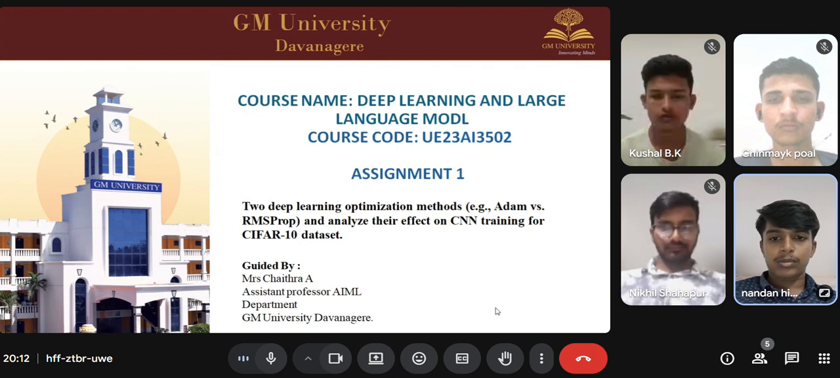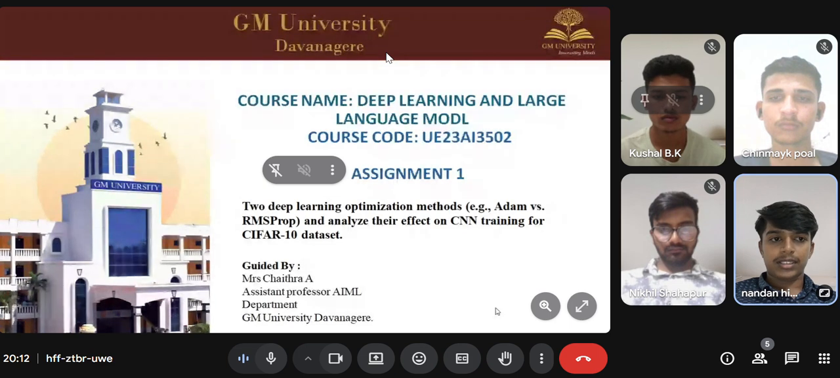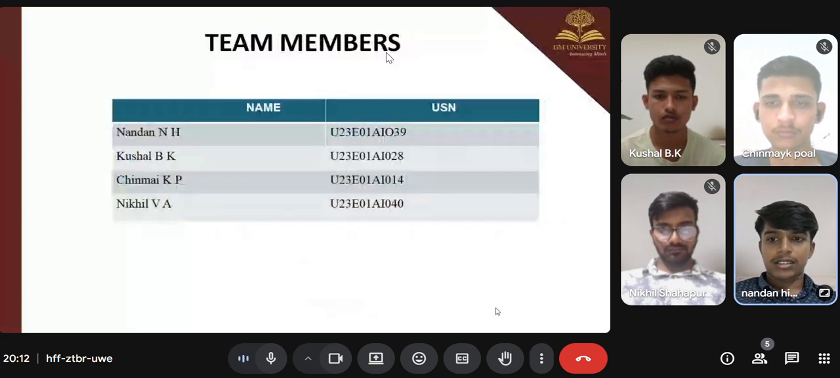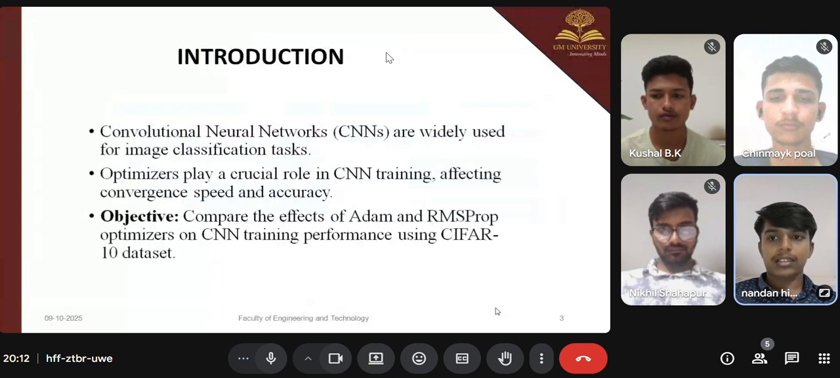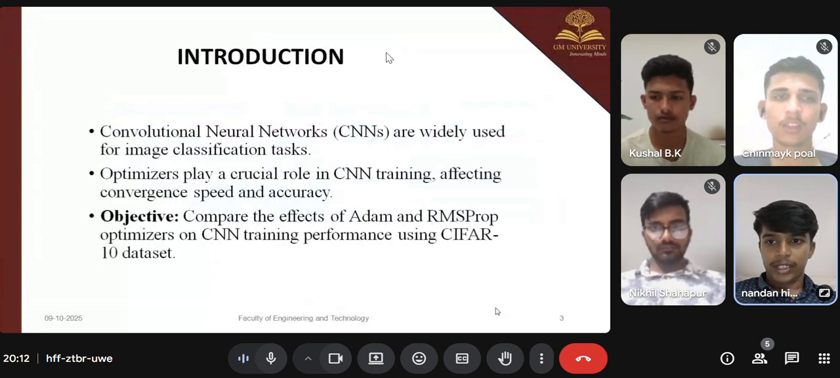Here we have the problem statement: two deep learning optimization methods, Adam versus RMSProp, and analyzing their effect on CNN training for the CIFAR-10 dataset. Coming to the next slide, we have our team members: Kushal, Chinmay, and Nikhil. And we are going to the introduction part for our problem statement.